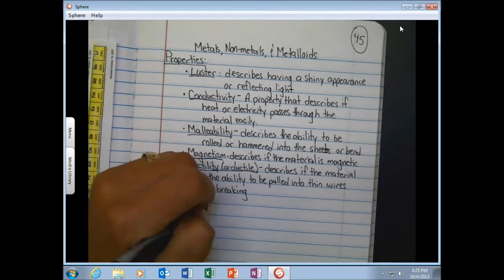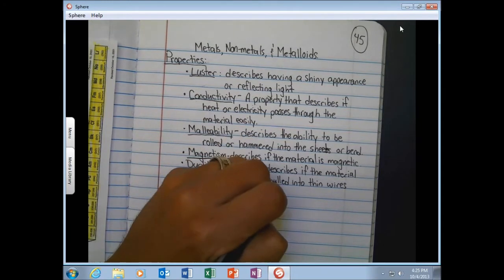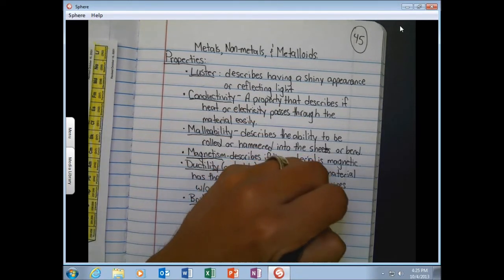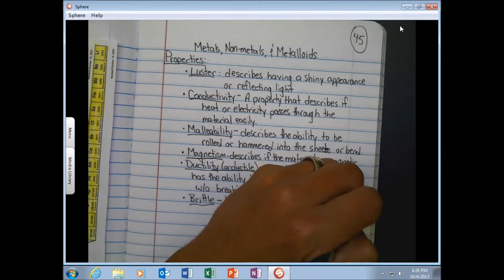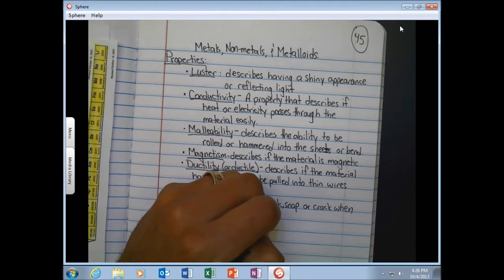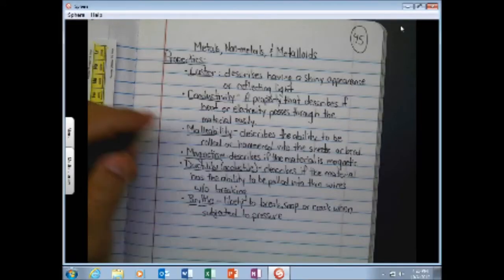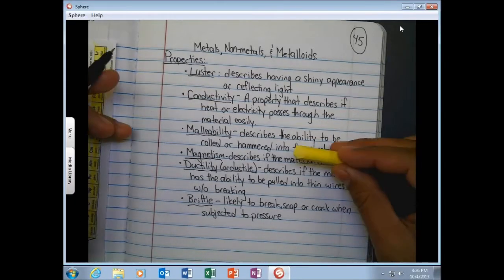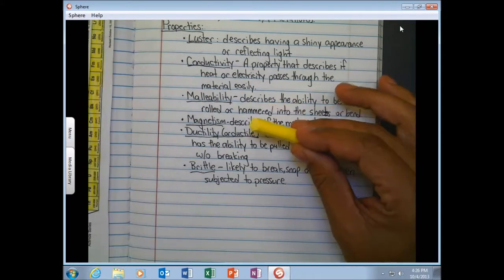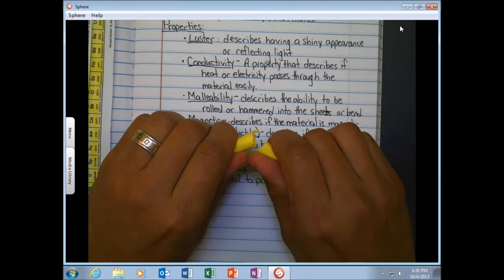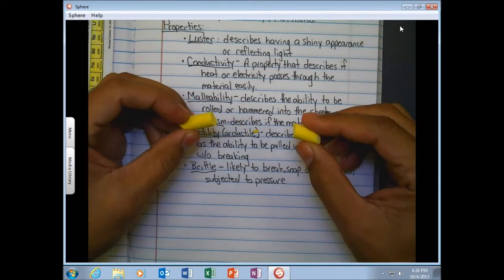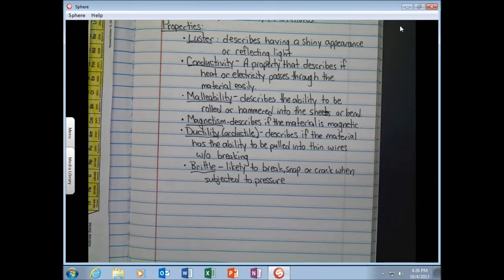The last property we're going to talk about is brittle, or brittleness. That's when the material is likely to break, snap, or crack when subjected to pressure. And you can pause the video here to finish your definition. So here I have a piece of chalk that we also used in the lab, and some of y'all were able to do it, but just break it easily, just like this, so that it represents brittleness.